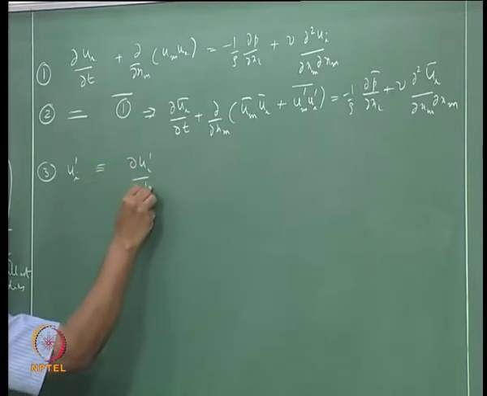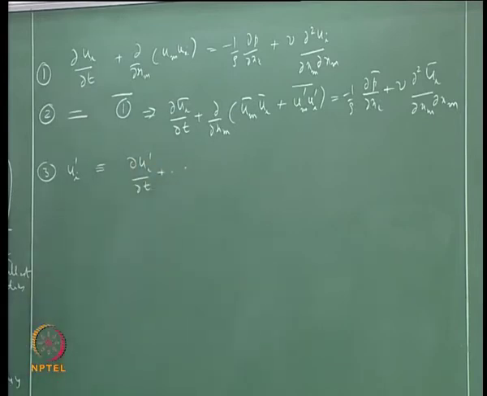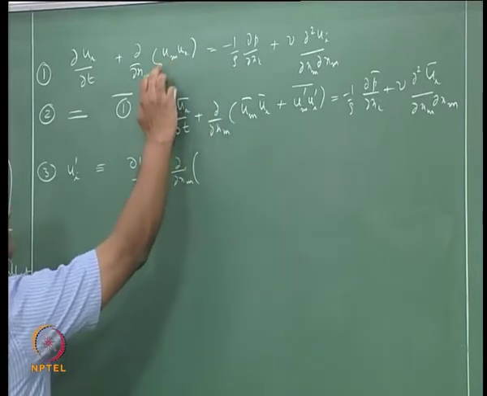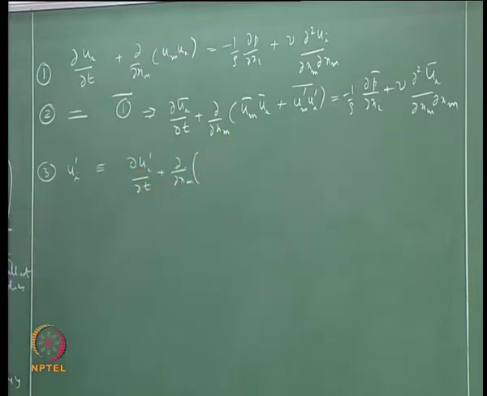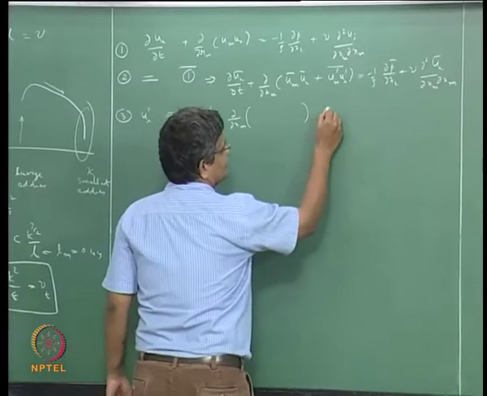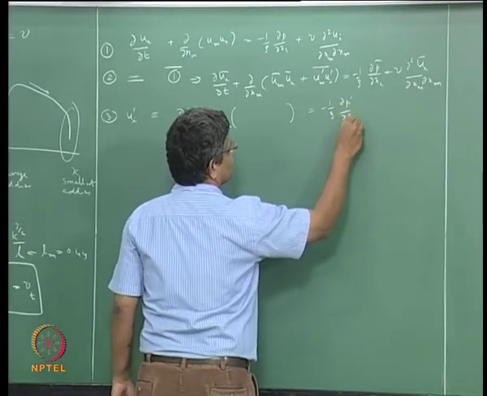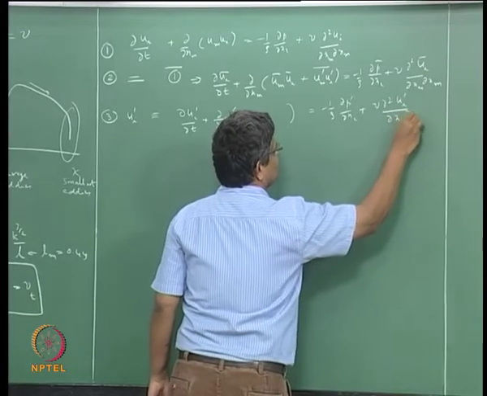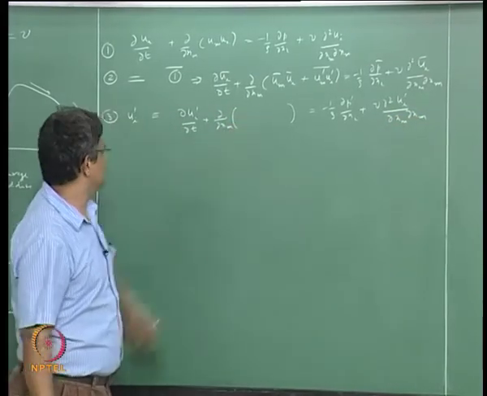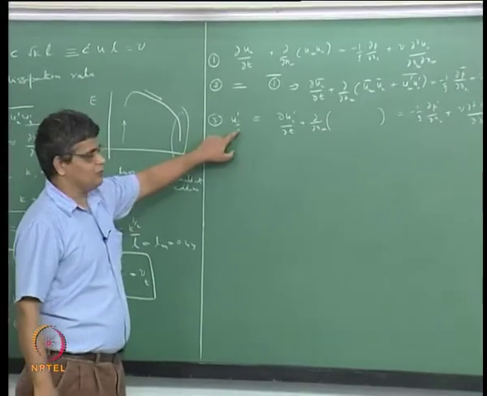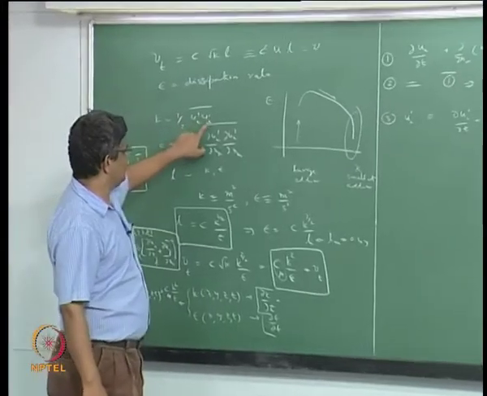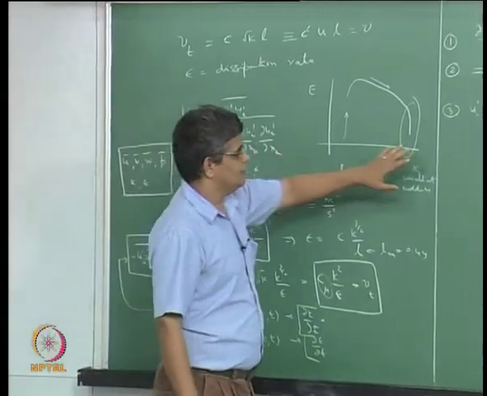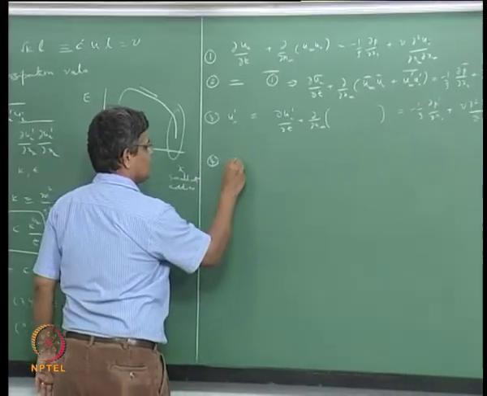It was of the form dou u i prime by dou t plus dou by dou x m of this expanded and then subtracted, equal to minus 1 by rho dou p prime by dou x i plus nu dou square ui prime by dou x m dou x m. This is for the ith component, and what we need is ith component and ith component summed over all the three. Therefore the key is to write an equation which is similar for uj prime.